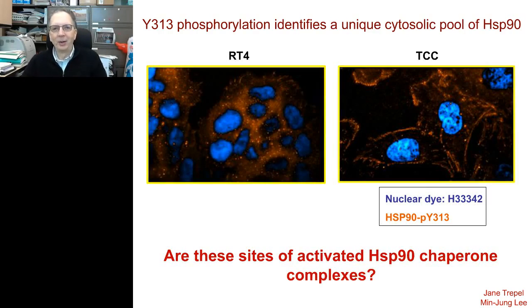In contrast, if we look at the pattern of staining with the antibody to phospho Y313 HSP90, you see that in these two bladder cancer lines, the pattern is distinctly different from total HSP90. In RT4 cells shown on the left, there's a punctate pattern of distribution. In TCC cells shown on the right, the pattern is even more distinct, where it appears that phospho Y313 HSP90 is localized to the periphery of the cytoplasm, perhaps on the inner portion of the membranes of these cells. So the question remains, are these sites of actively chaperoning HSP90? This is an area of intense investigation at present. But it is clear from these experiments that unique phosphorylation of HSP90 is able to identify unique pools of the chaperone in the cell.